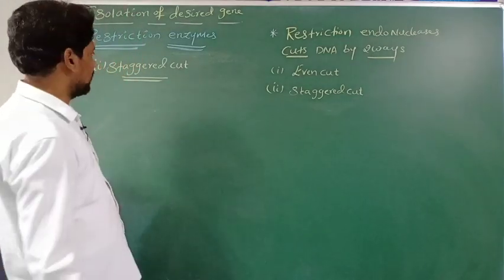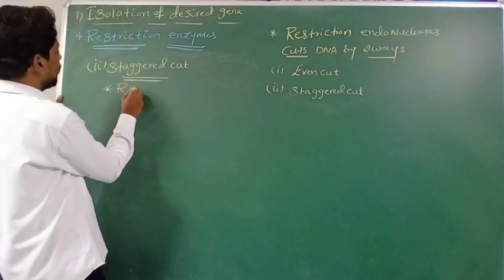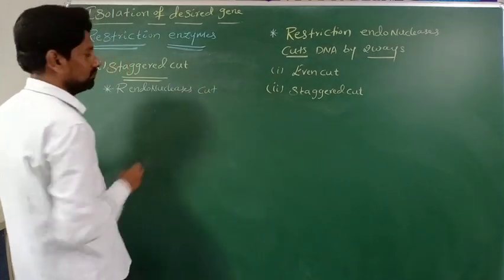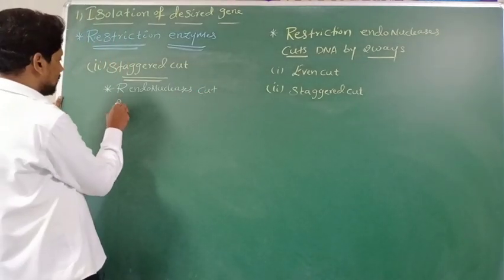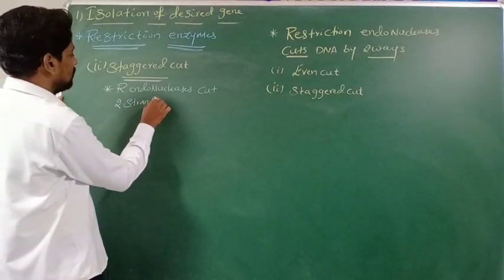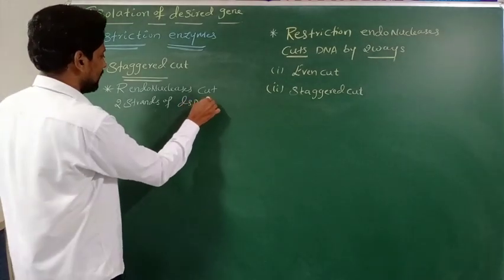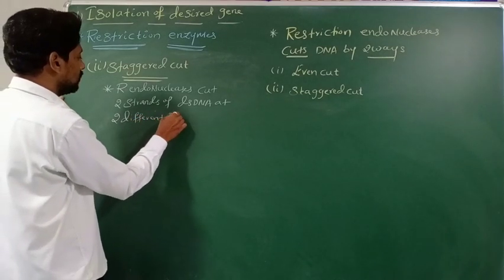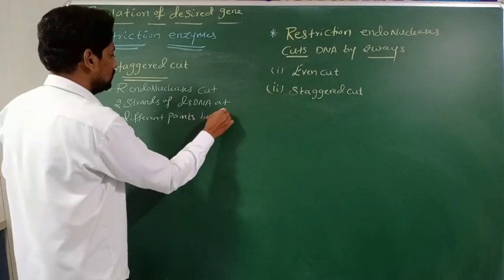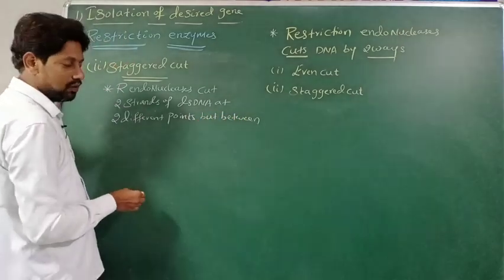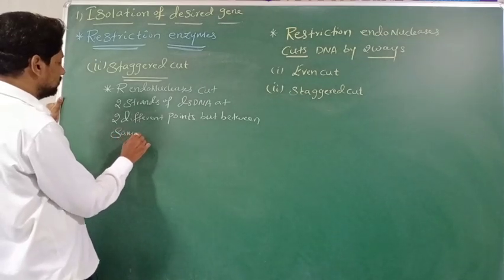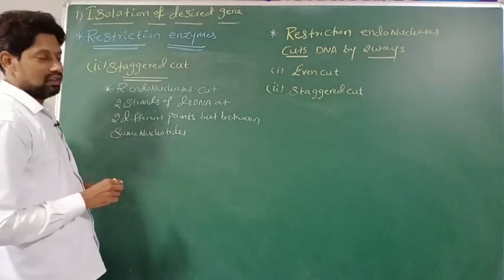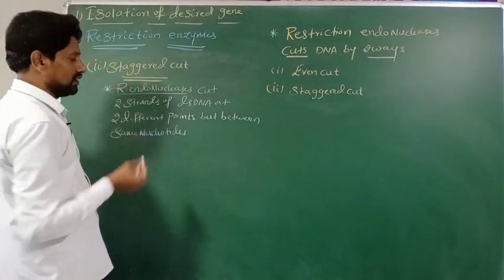Staggered cut. What is it? Restriction endonucleases cut two strands of a double-stranded DNA at two different points, but between the same nucleotides. See here, restriction endonucleases.